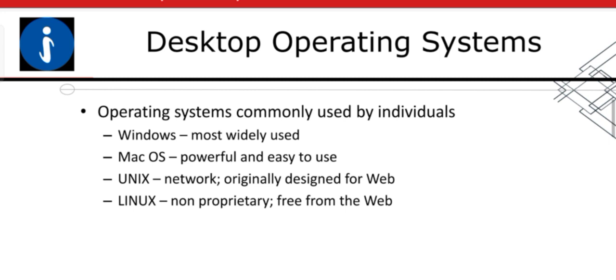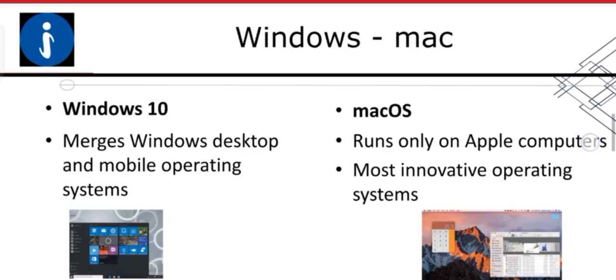80 to 85 percent we can say, and Mac OS is used by the leftovers, as it comes in luxurious products, so that's why rich people mostly use Mac OS. It's a powerful operating system, plus easy to use, and it has great security. Let's get towards Unix and Linux. Unix is a network operating system, originally designed for the web only, same as Linux. It's not proprietary, but it's free from the web. Even you can access it. Now see the difference between Windows and Macs.